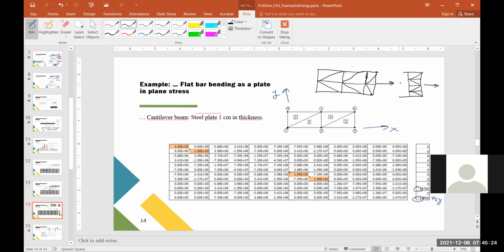Otherwise, you can say, I can take this size for every element. But the problem is that you are going to increase the number of elements and the number of joints. And of course, the size of this matrix will be very large. For example, Isaac is doing his thesis right now using these things.